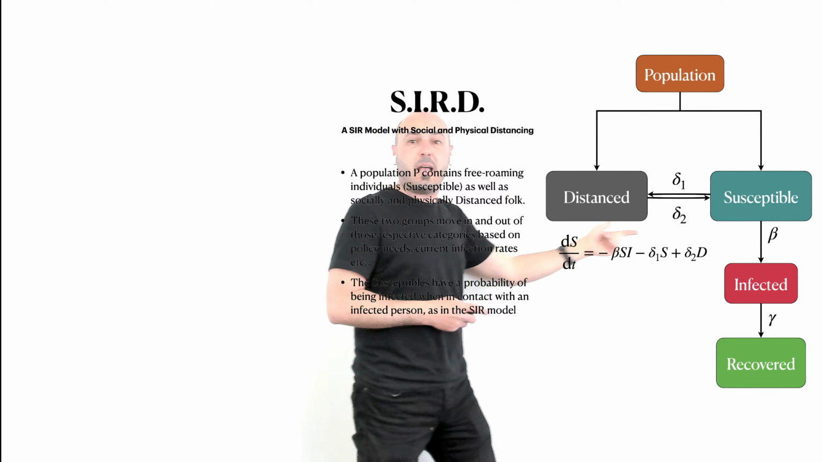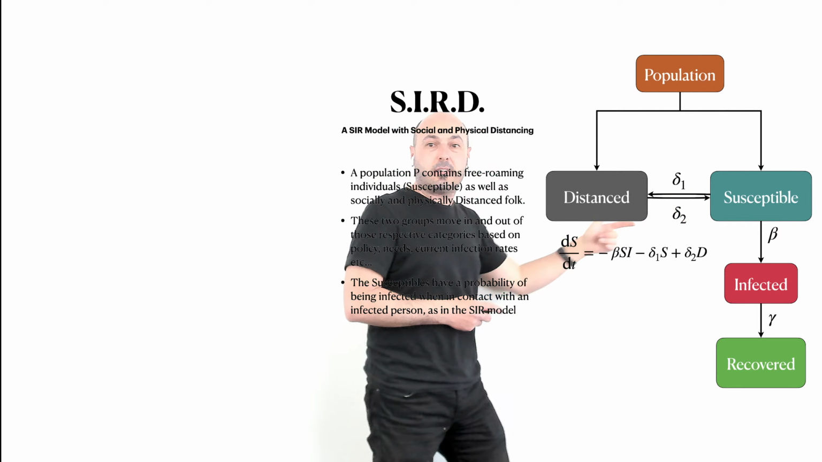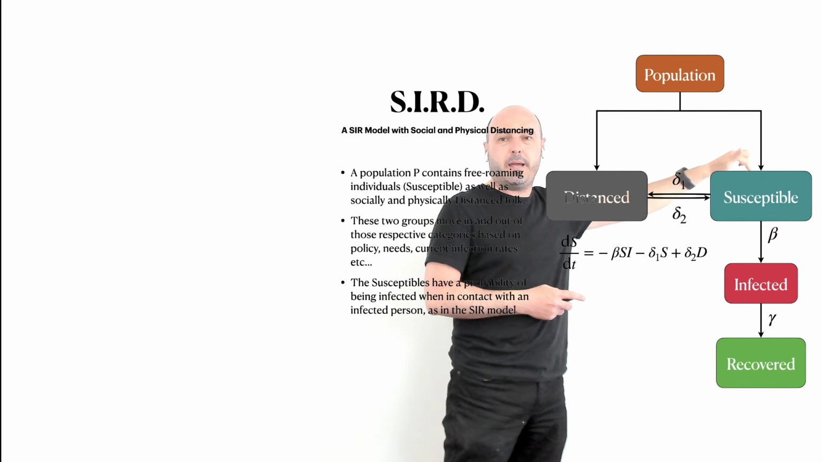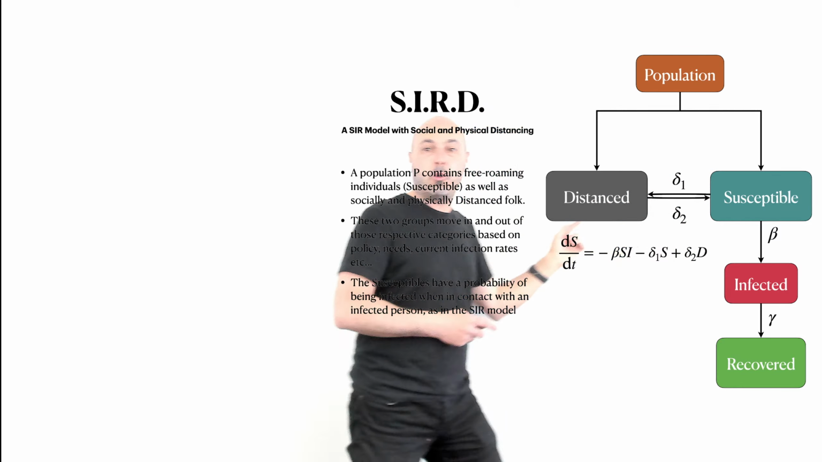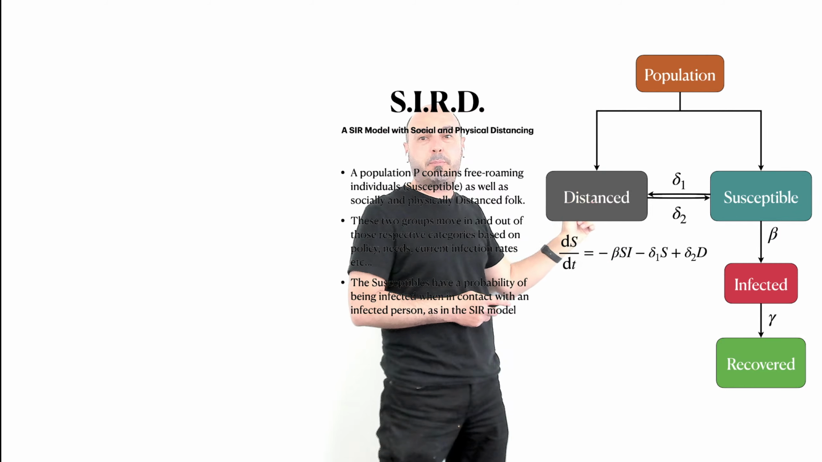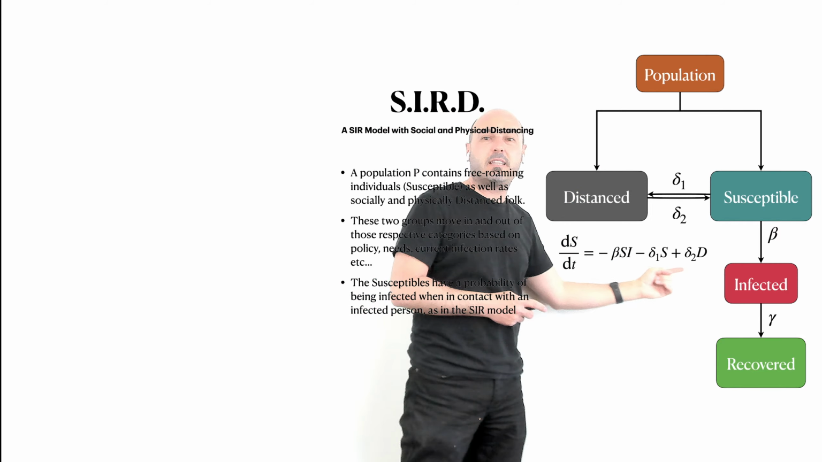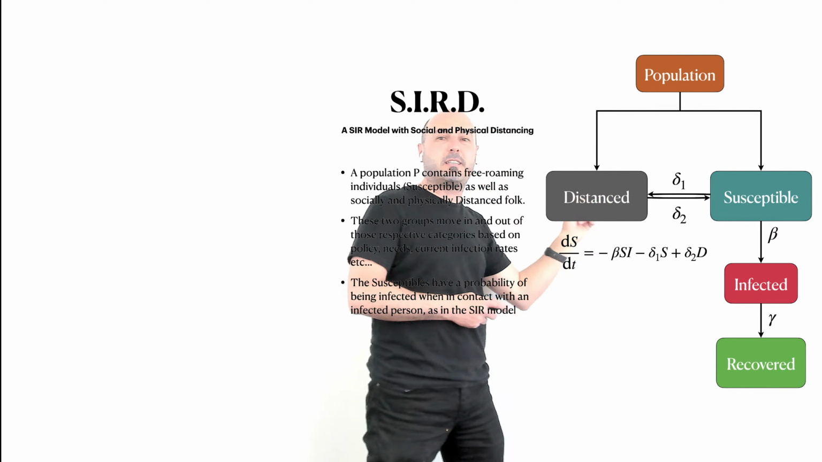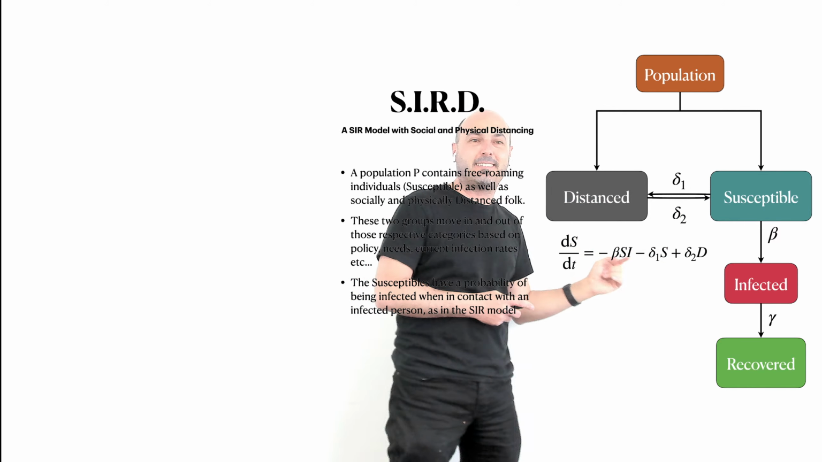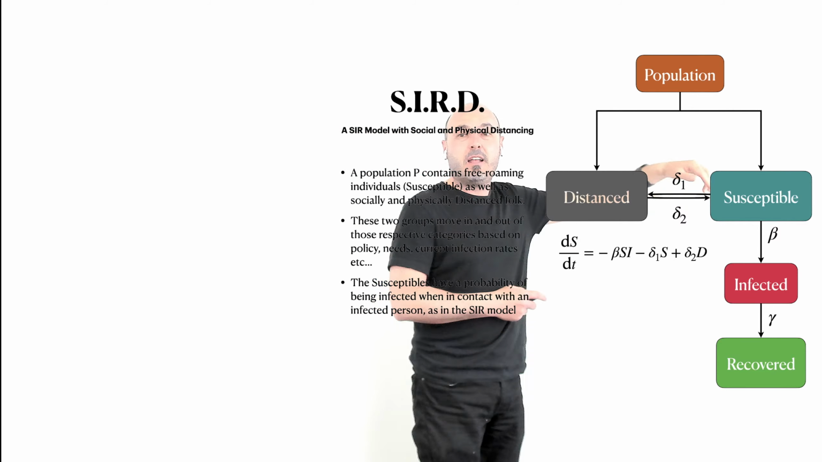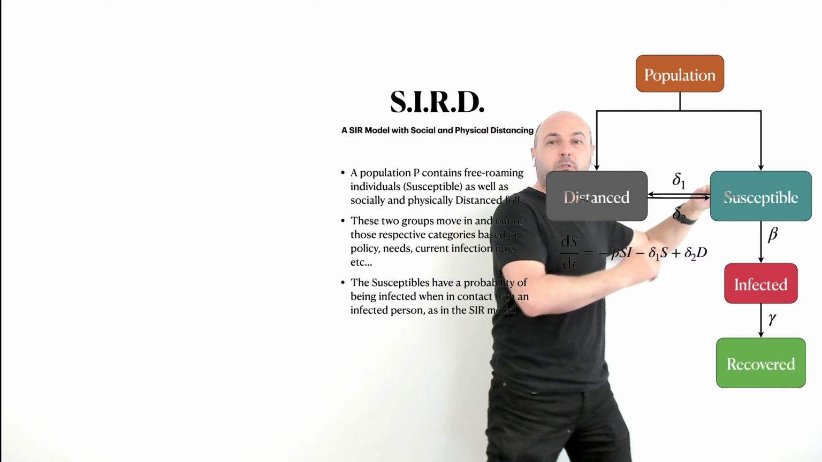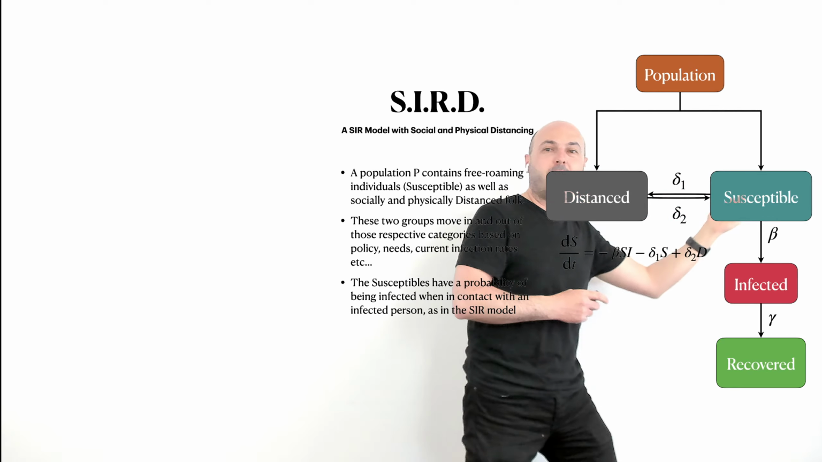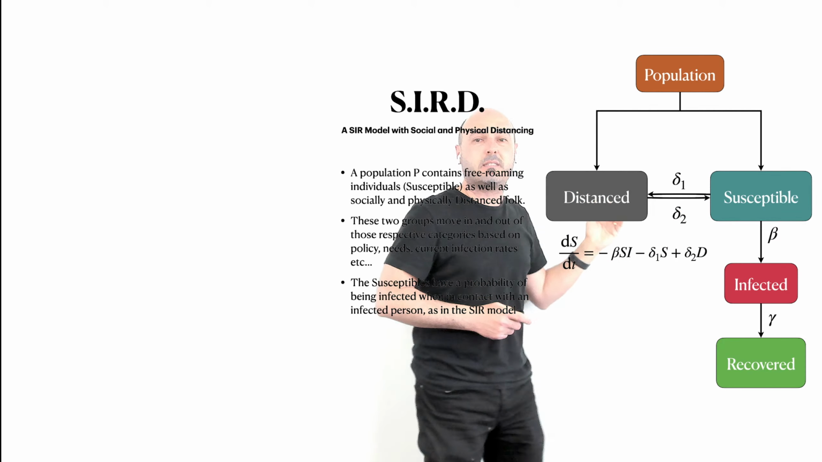And now we can develop the equations just like we did before. From the susceptible, there is outflow, beta IS, but there is also inflow into the susceptible from the distanced. That's delta 2 times D. And there's outflow from the susceptible to the distanced. That's delta 1 S. So the susceptibles move out in two categories: they move out to be infected, and they move out to be distanced.